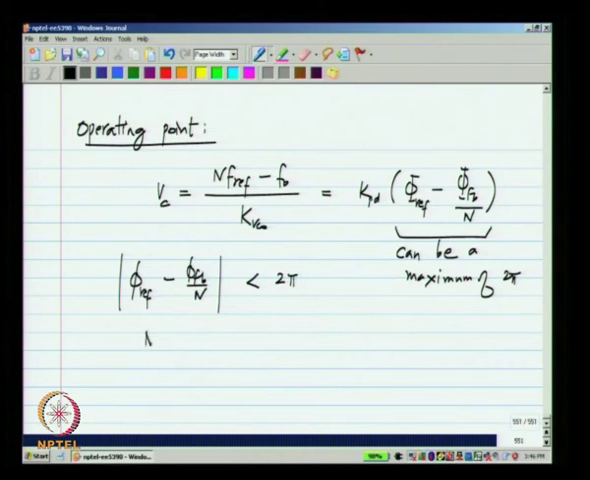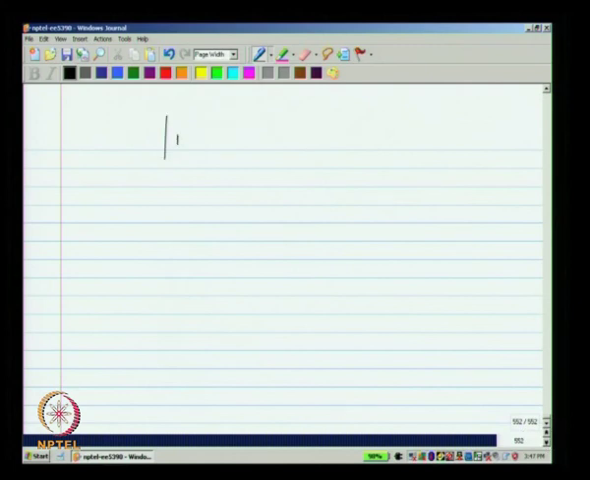So, that means that the magnitude of n f ref minus f naught divided by KVCO can only be less than 2 pi times KPD. In other words, n f ref, recall that this is nothing other than f out, has to be less than 2 pi times KVCO times KPD.